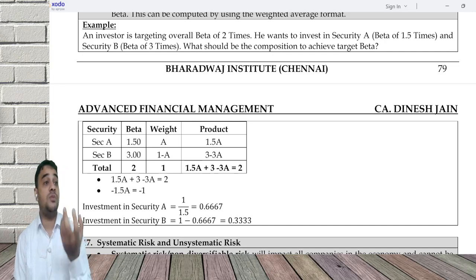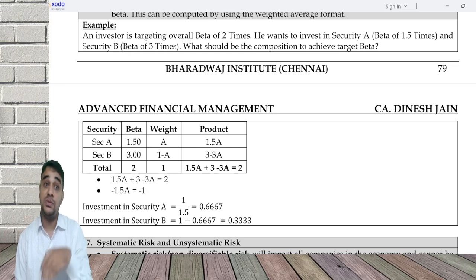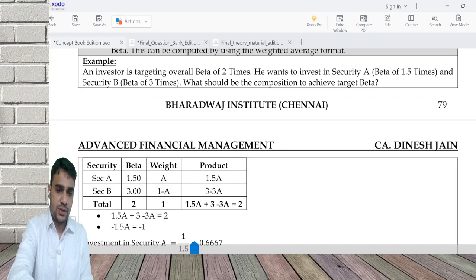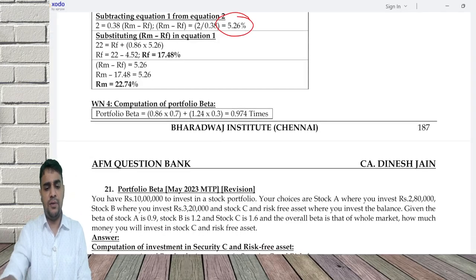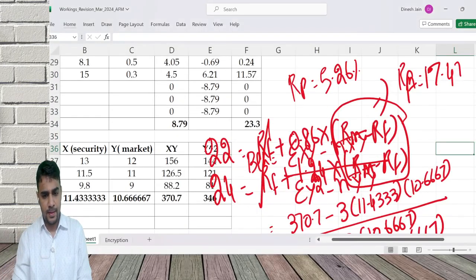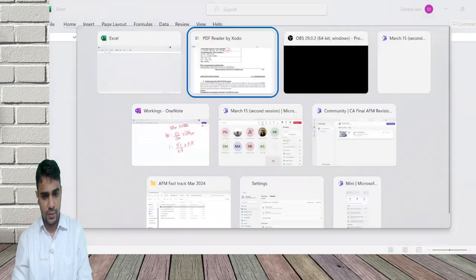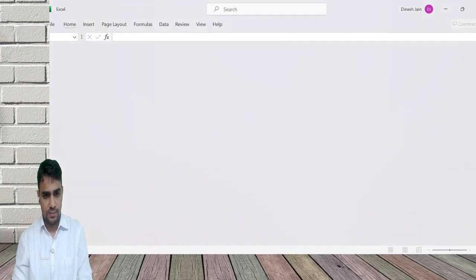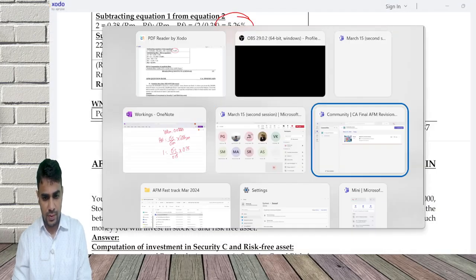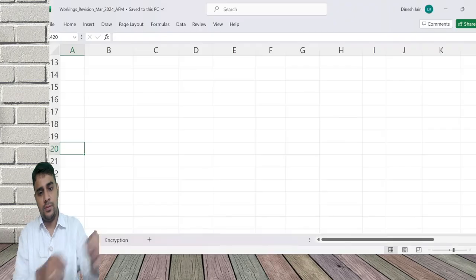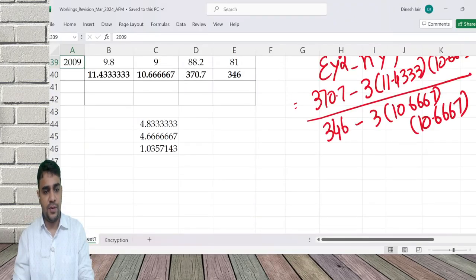When we do questions, sometimes you will take A, 1 minus A. Sometimes even without A and 1 minus A also you can do. You'll understand in this question. In this question, I don't need A and 1 minus A also. Let's come to this question now. 4 columns. Security, beta, weight, product. Just give me 1 minute.